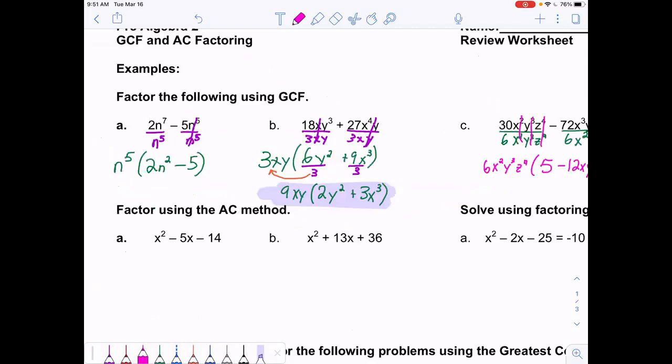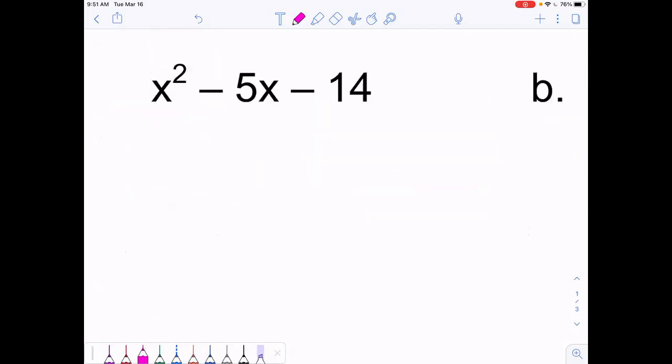I will use the AC method. Let's look at A real quick. What is your A times C here, Nikai? What's your AC? Good. So what are your values? And tell me positive or negative. Yeah. Negative 14. So what are the factors of 14? Yell them out as you know. Good. What else?